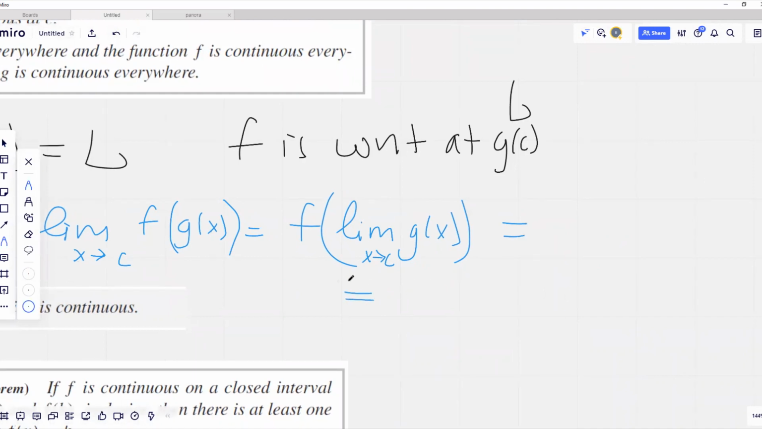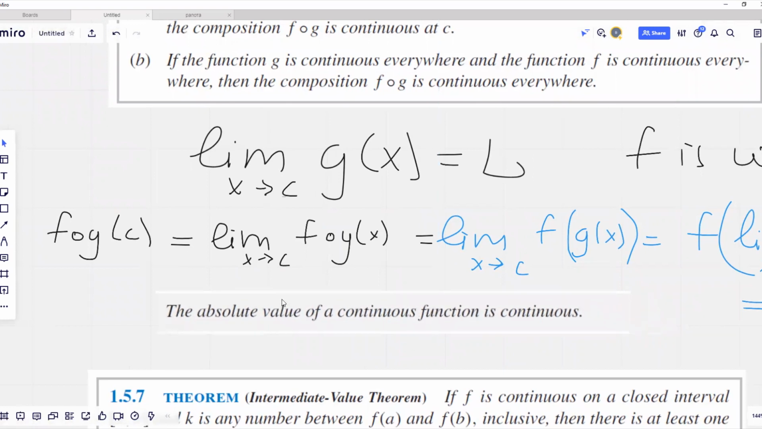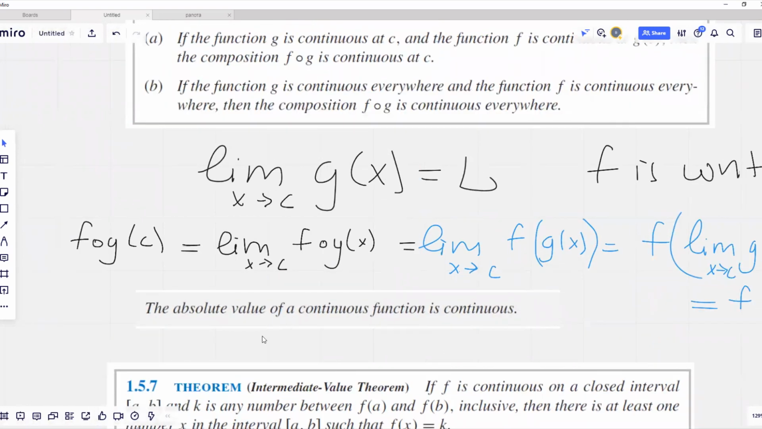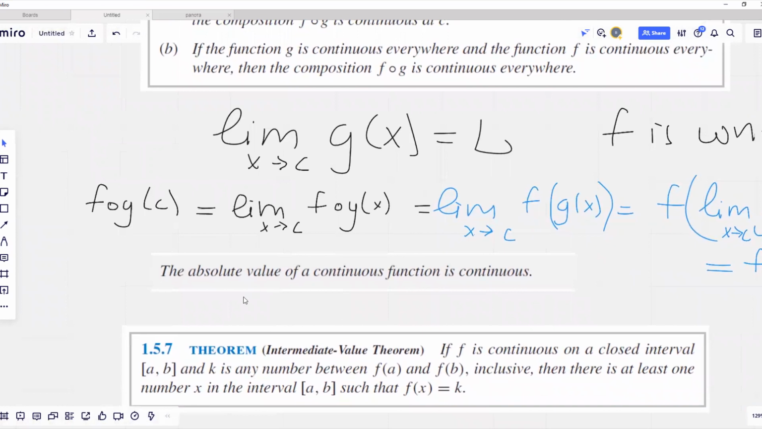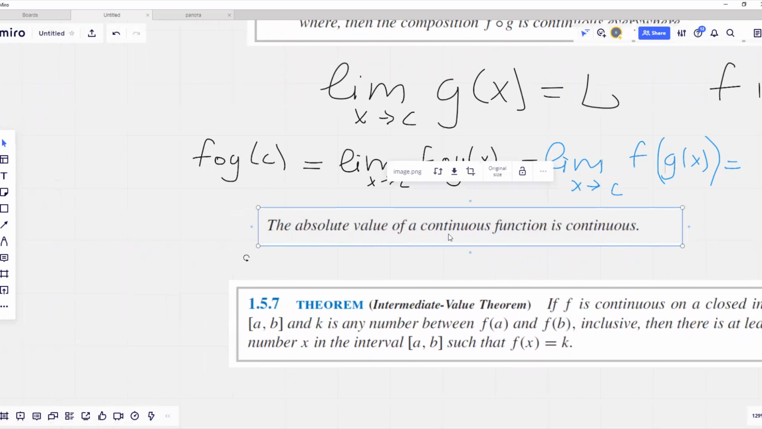And now, since g of x is continuous at point C, this is exactly g of c. So we'll have f of g of c, which is simply the value of the composition of these two at point C, which we needed to show. All right, now using this theorem, we can show that the absolute value of a continuous function is continuous.